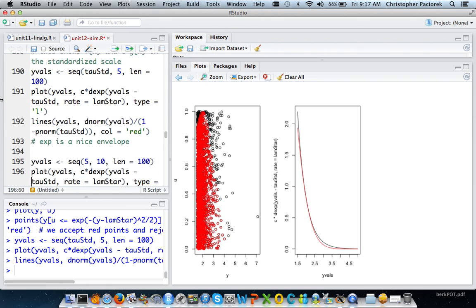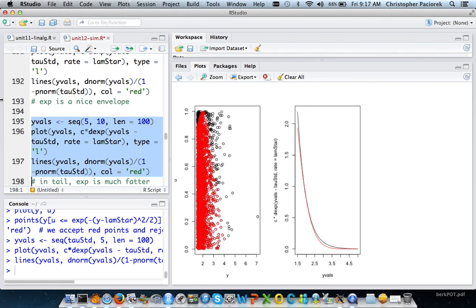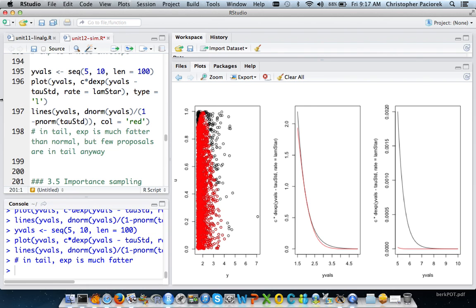And we could blow that up and look more closely out in the tail. This is again on an absolute scale, but this is just looking at values very far out in the tail. We can see that the exponential density is quite a bit larger than the tail of the Gaussian distribution. Okay, so any questions about that?